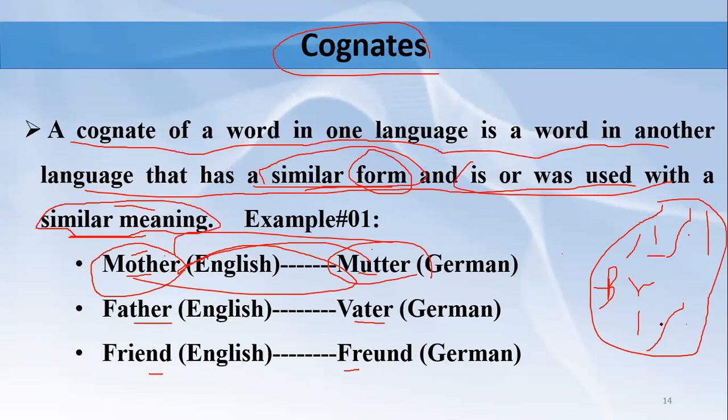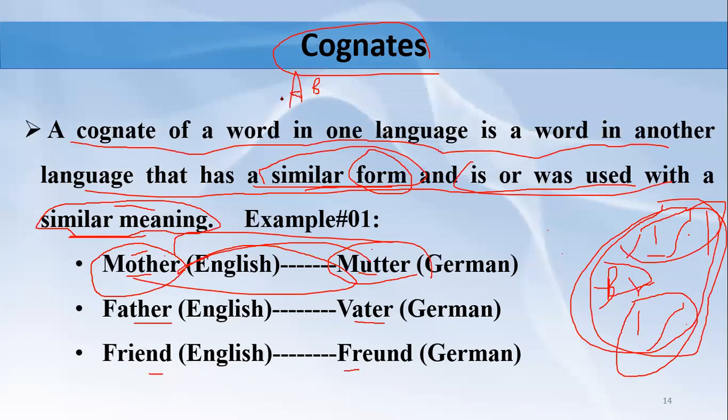So these words are called cognates. For example, the cognate of the Chitrali word abrar in English is brother, and in the Urdu language, birader. Clear? So what is a cognate? A cognate of a word in one language, for example, language A, such as English, where we have the word brother. The cognate of a word in one language is a word in another language. Brother in English, and we have another language, Chitrali, for example. And here we have abrar.